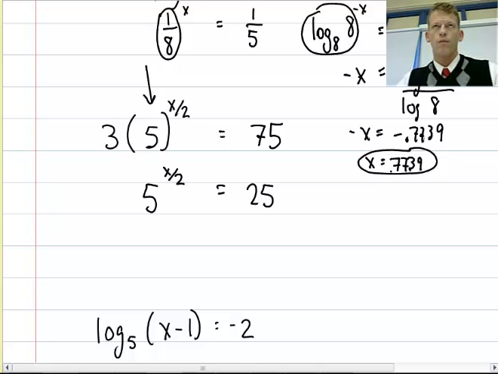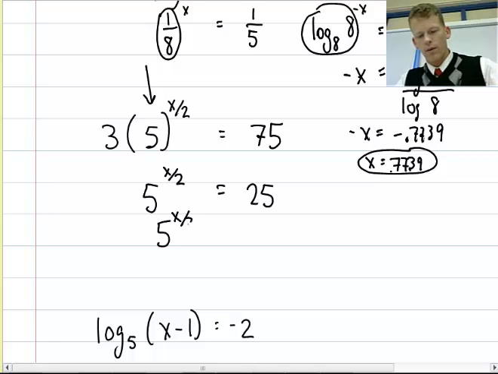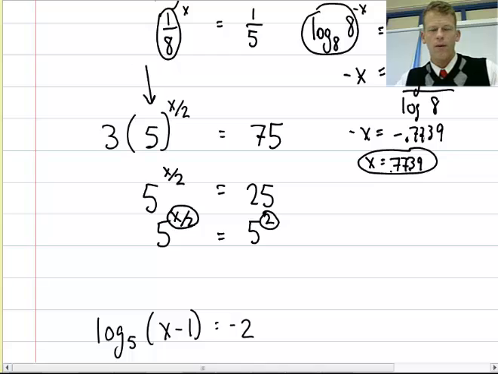Now in this case, this is a special situation where I can rewrite both sides in terms of base 5 exponents. So I'm going to leave the left side as 5^(x/2), but the right side will become 5 squared. Now because the left side and the right side are both base 5 exponents, I can just focus on solving for the exponent part.